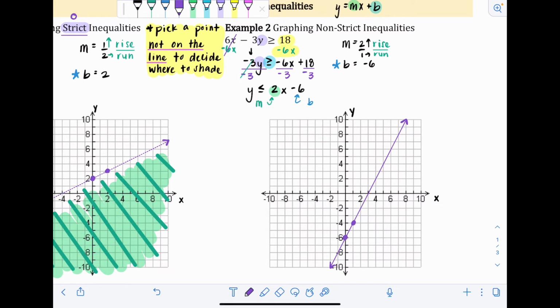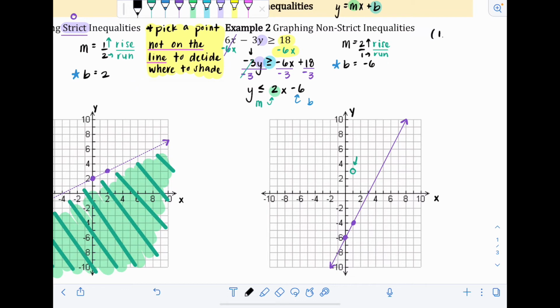And then the next thing we need to do is decide what side to shade on. It's entirely up to you what point you pick. Like I said, I usually pick 0, 0 if it's not on the line. In this case, I want to show you an example of a different point in case you ever wanted to use a different point. So I'm going to pick the point 1, 3. It could be any point that's not on the line, whatever point you want. I'm going to use 1, 3, which is right here.